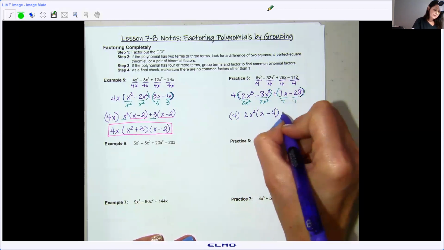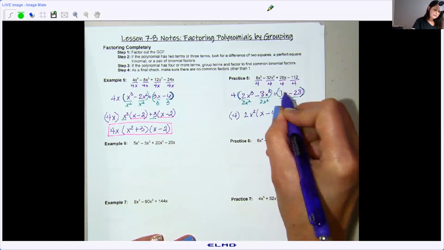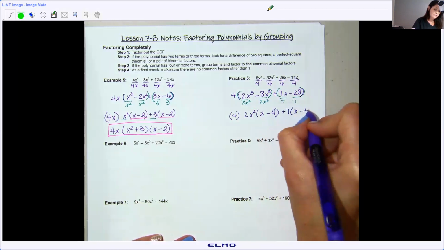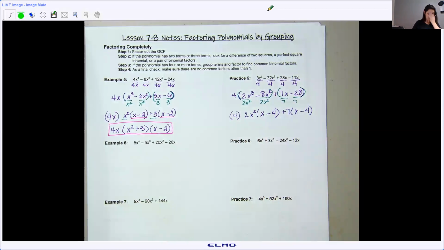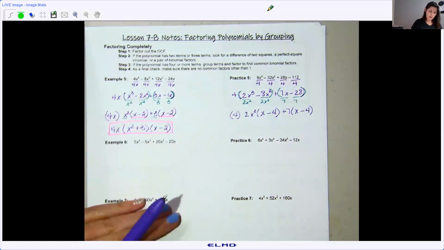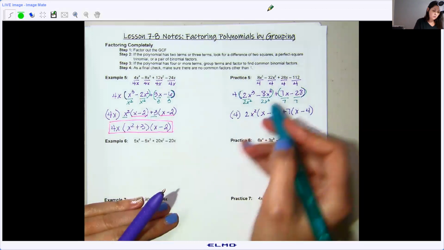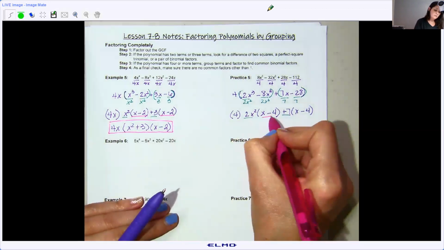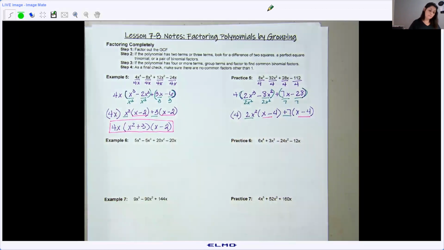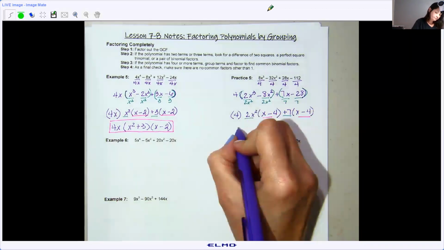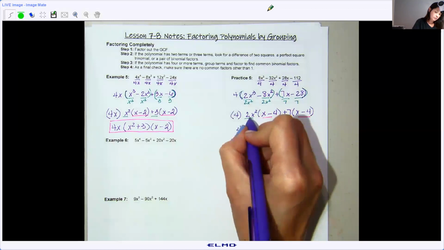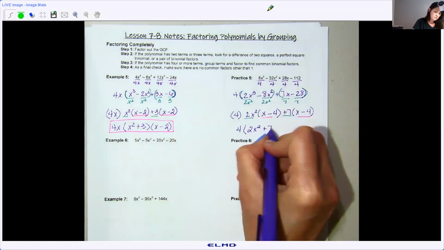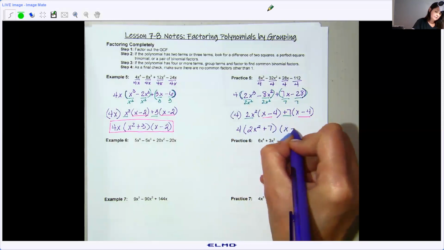Here we pulled out a 7. 7x divided by 7 is x, and negative 28 divided by 7 is a negative 4. Okay, so we have our initial greatest common factor, then we have these two that we pulled out, and then we have these two that we can simplify. So for 2x squared plus 7 and x minus 4.